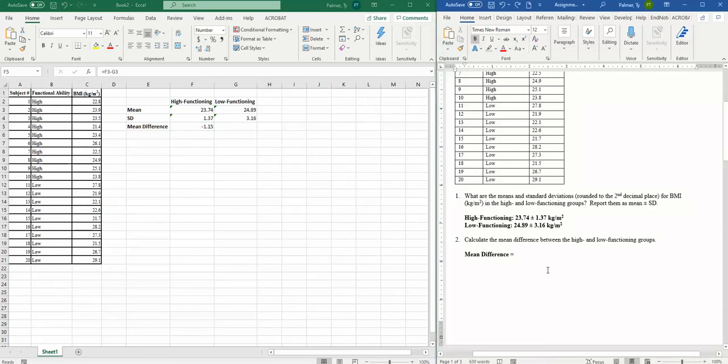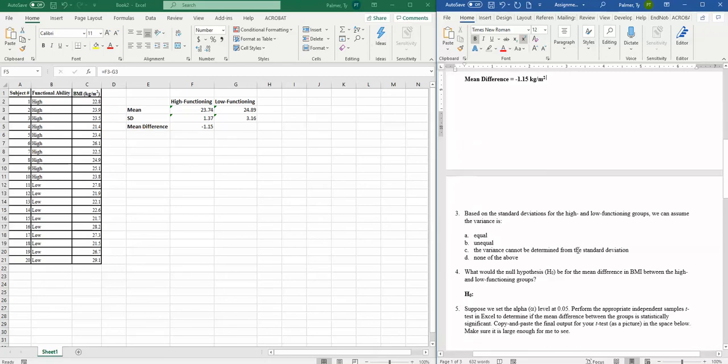That's what we're going to report down here in assignment 5 for question 2. So negative 1.15, and it's always good to put the units. You can copy them from up here. The difference in BMI between the two groups is negative 1.15 kilograms per meter squared. Okay, cool. Now we've calculated the mean difference. Let's move on to the next question.